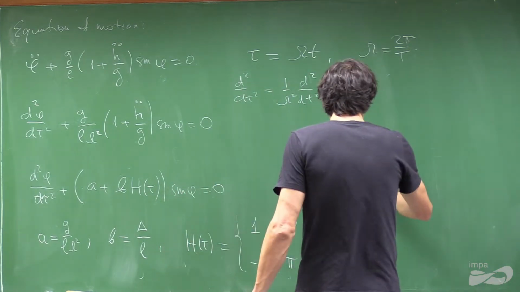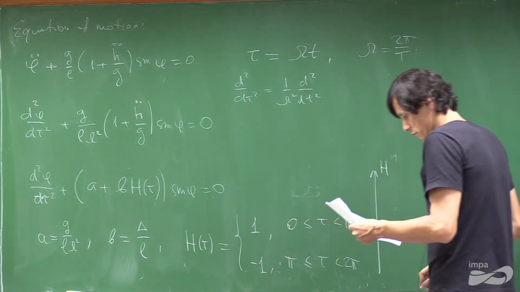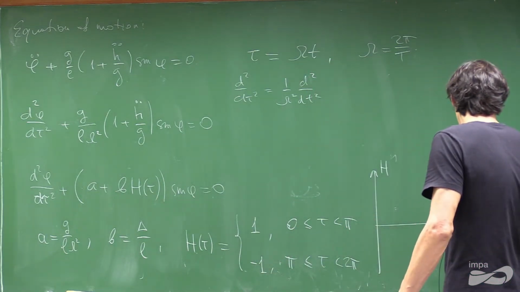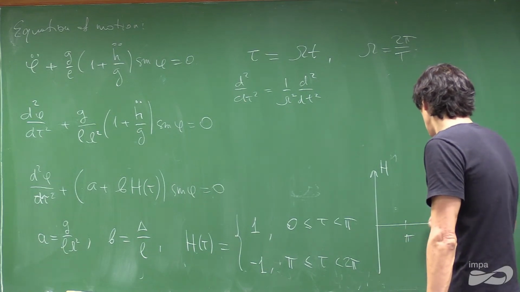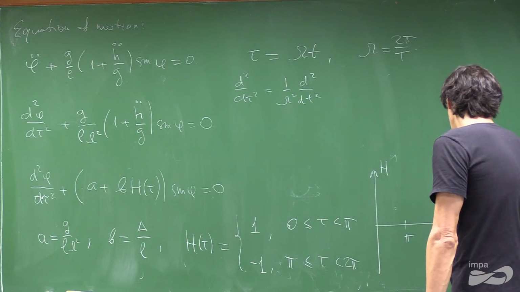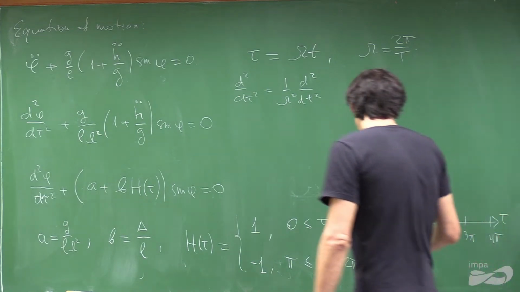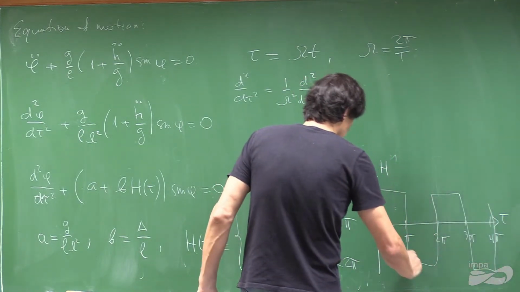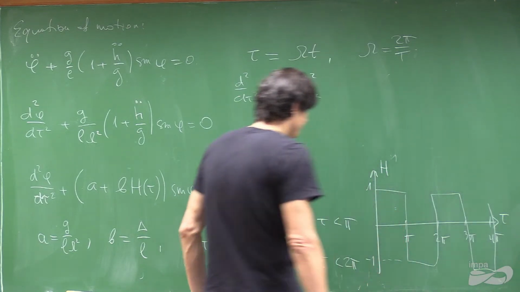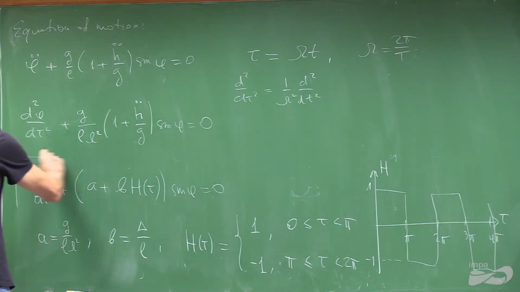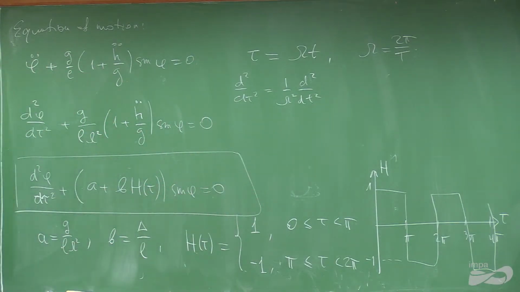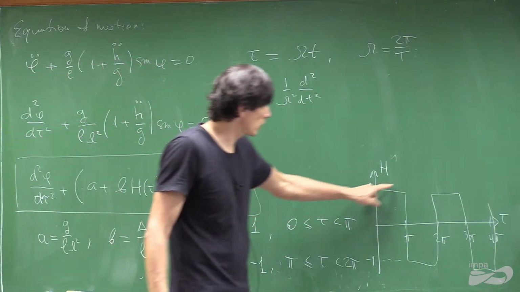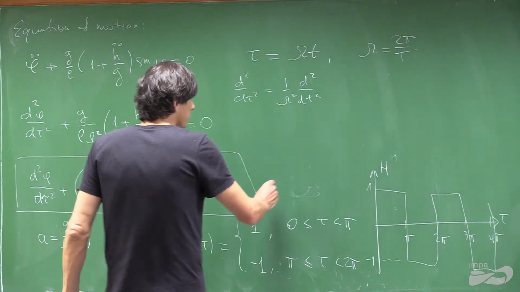So the function h, as a function of tau now, has a period of 2 pi, and it's just 1, minus 1, 1, minus 1, 1, minus 1. So this is the changed coordinate equation which describes the pendulum. And this function h is nice: it's just 1, minus 1, 1, minus 1 with a period 2 pi.